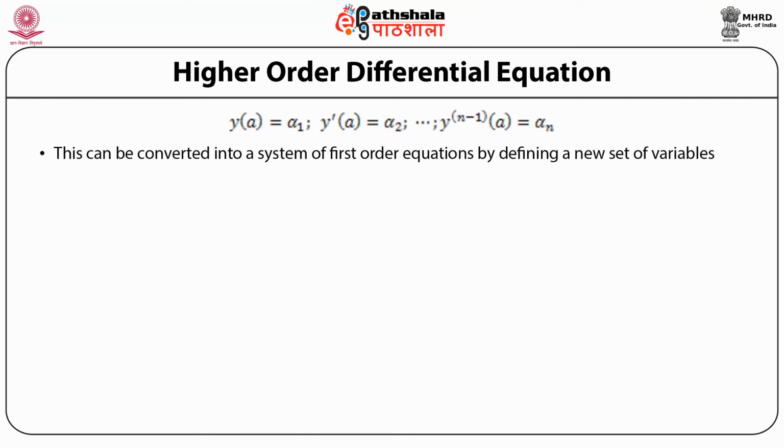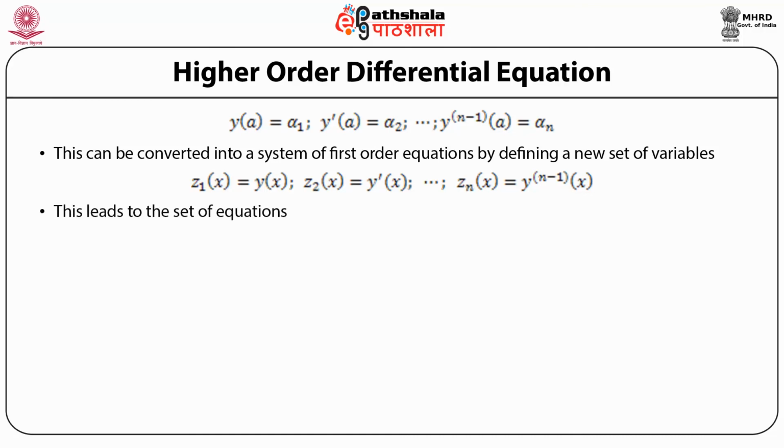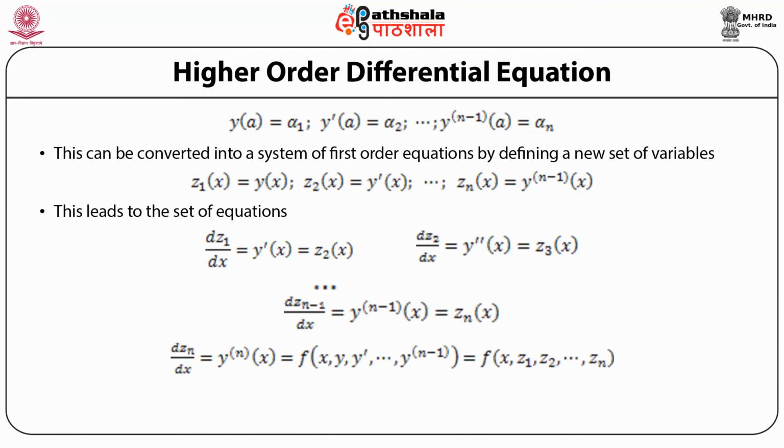So this can be converted into a system of first order equations by defining a new set of variables. z1(x) is equal to y(x), z2(x) is equal to y prime of x, and so on, zn(x) is equal to y to the power n minus 1 of x. This leads to the set of equations dz1 by dx is equal to y prime of x is equal to z2(x), dz2 by dx is equal to y double prime of x is equal to z3(x), and so on. We get dzn by dx is equal to y to the power n of x, which gives f of x, z1, z2, till zn.